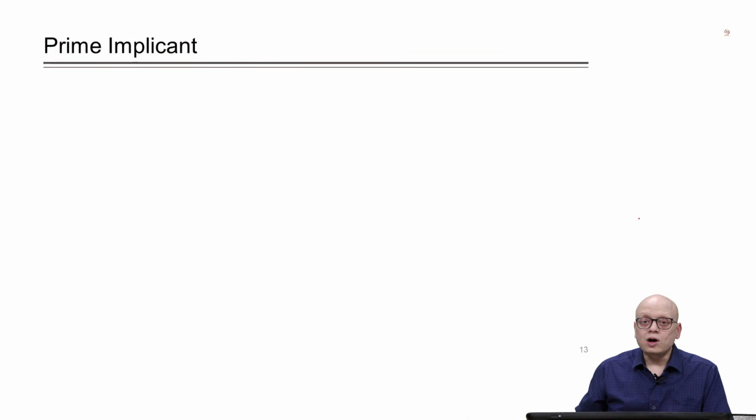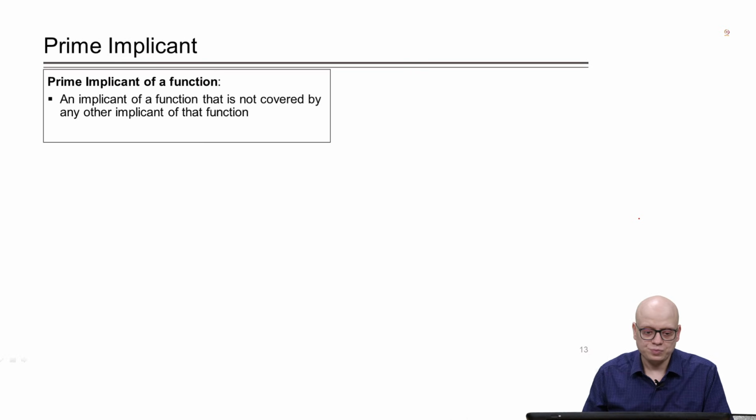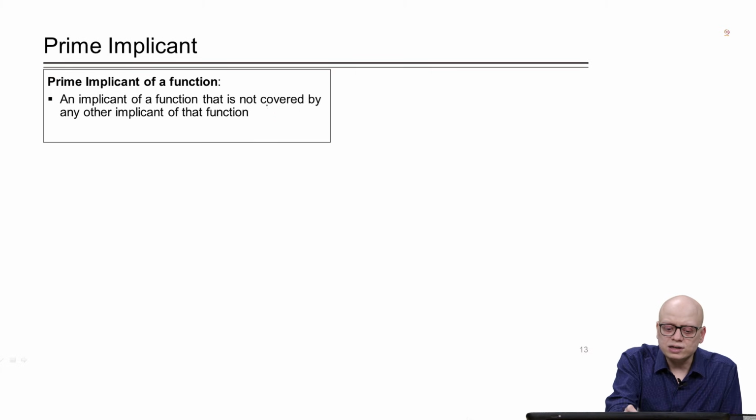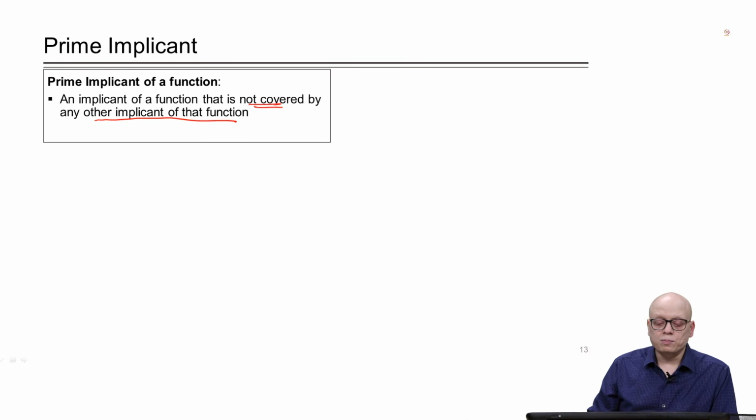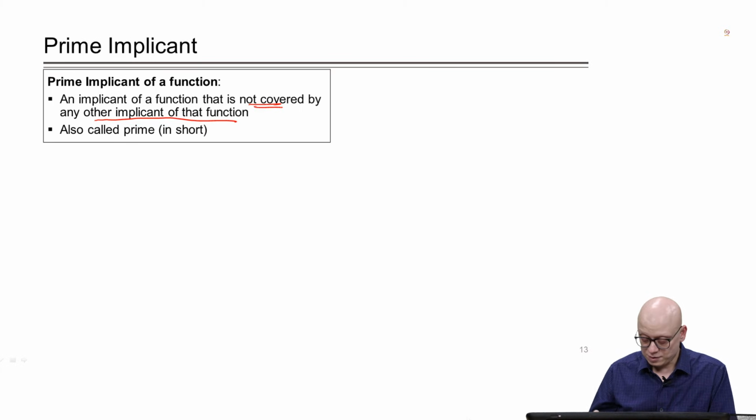Now, let us look into another term which is known as prime implicant. What is a prime implicant? A prime implicant is an implicant of a function that is not covered by any other implicant of that function. In short, we also call them primes.